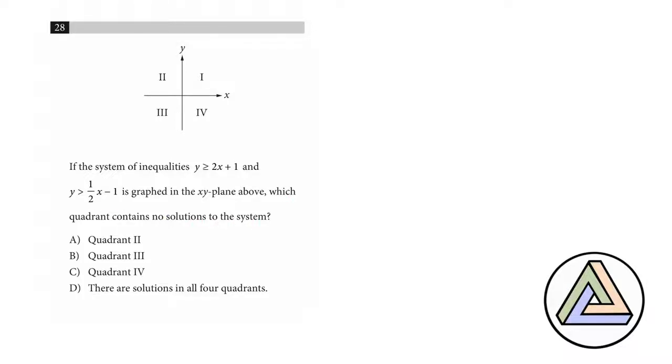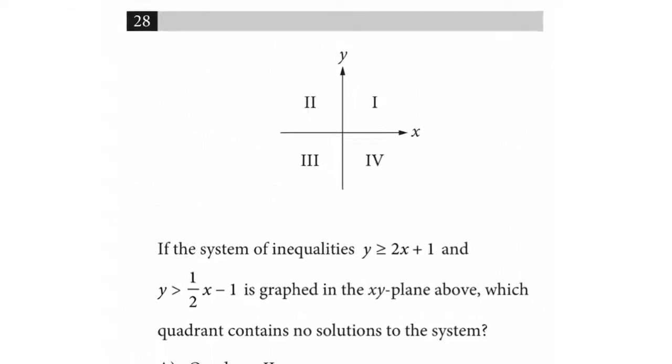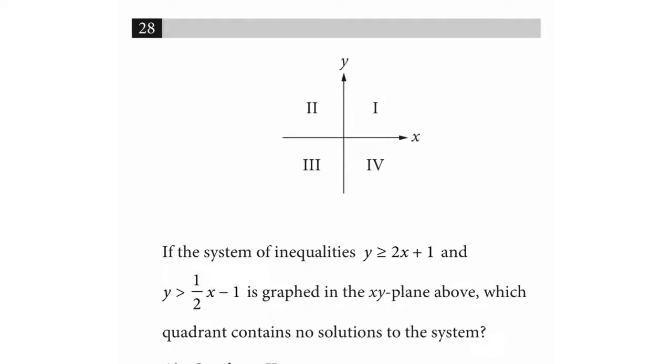Now, before I move on, what do they mean by it contains no solutions? That means that there is no double shaded region, right? Because the solutions to the inequalities here would be the double shaded regions. So we are interested in which quadrant has no double shaded regions. Now I'm going to go ahead and blow this up. I'm going to go ahead and just use the graph that they give me. And we're going to just do sort of an approximation.